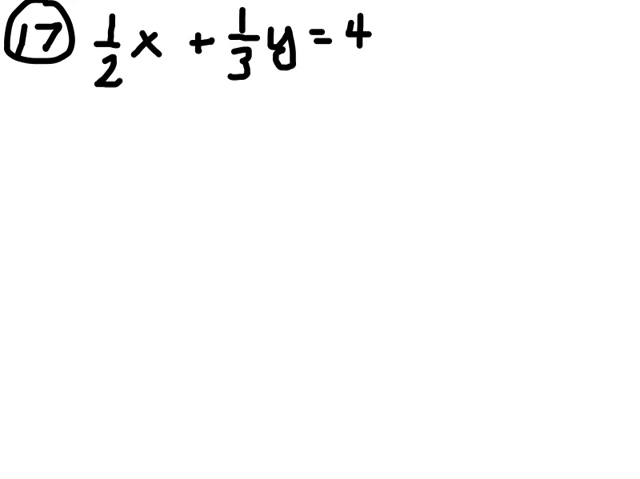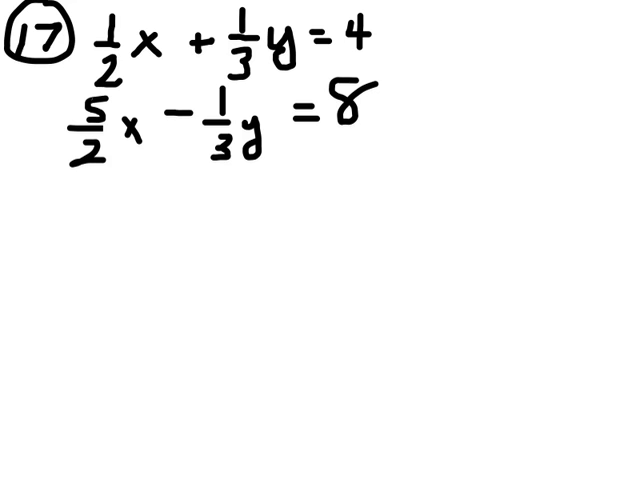I'm going to do 17 because a lot of people still freak out every time they see a fraction. So I know you're out there, and I'm going to try to help you get over that fear here, okay? A half x plus a third y is equal to 4, and 5 halves x minus 1/3 y equals 8. This is kind of a nice problem just because both of the two equations that they gave me have a 2 and a 3 in the bottom.